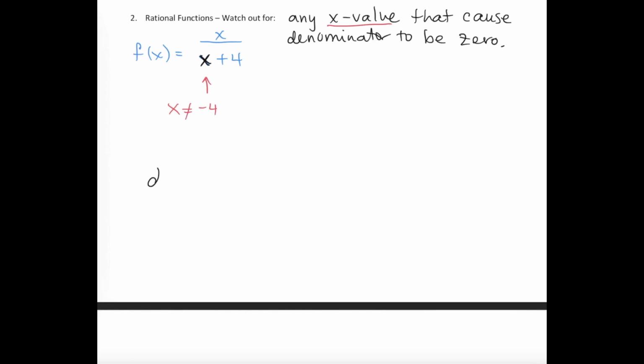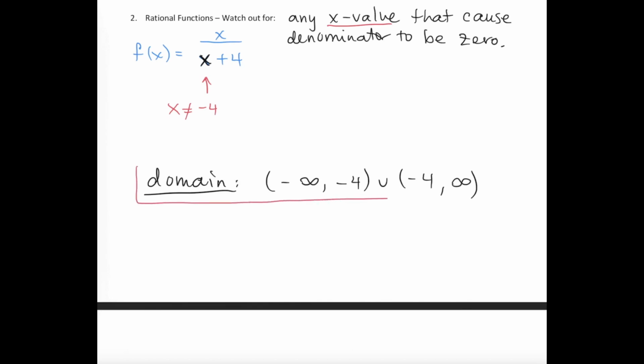Therefore, our domain is everything else. And how do we say everything except for -4? We would say negative infinity to -4, stop and start with -4 to leave out only that one value, and then from -4 to positive infinity. So this would be the domain of that rational function, leaving out the problematic x value.